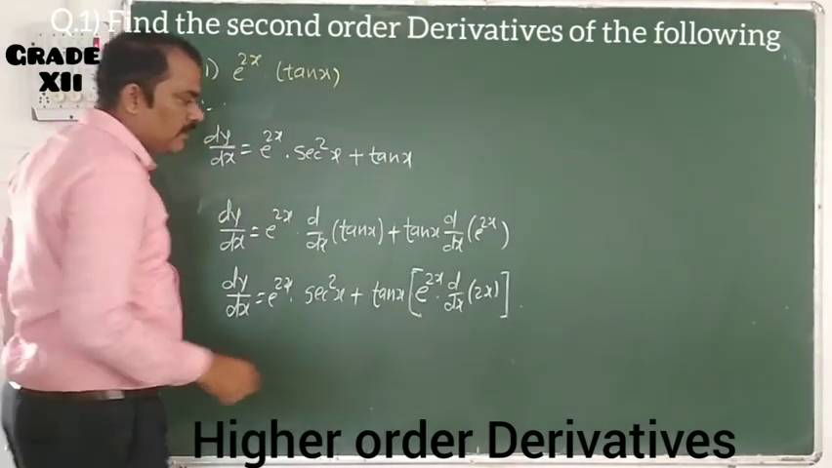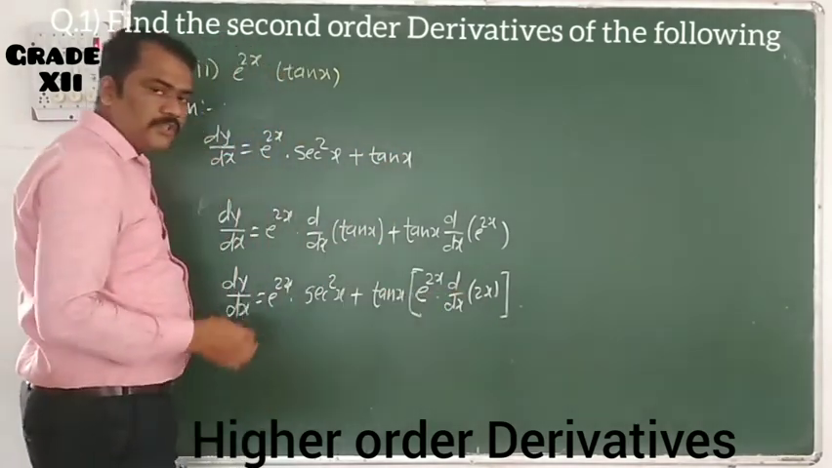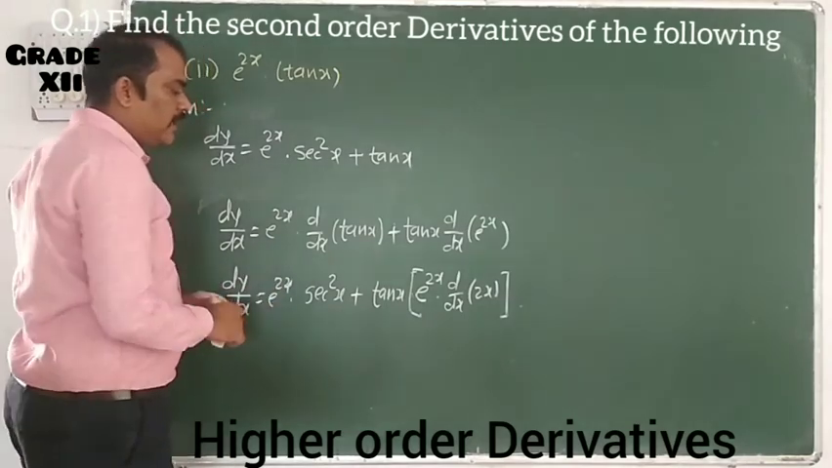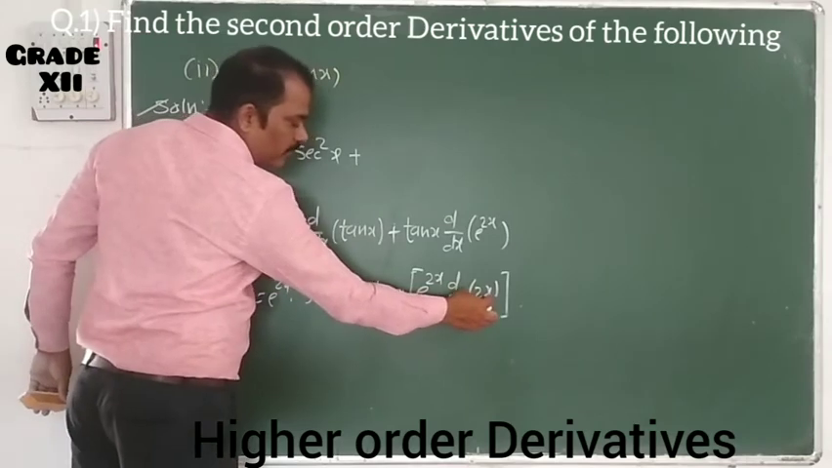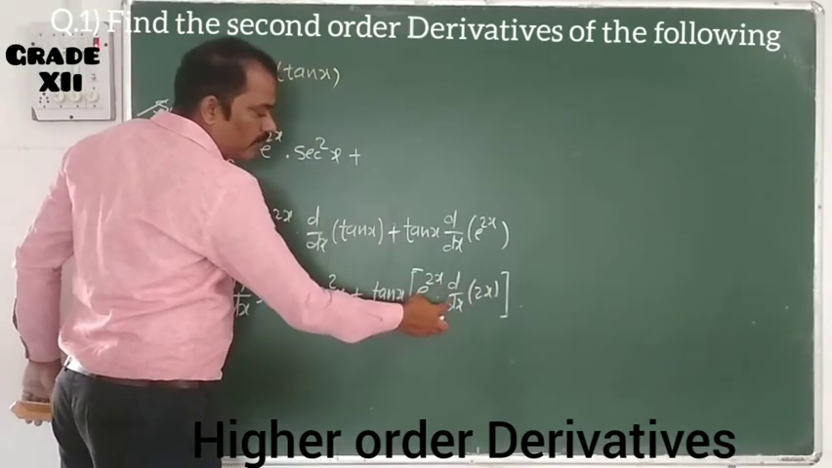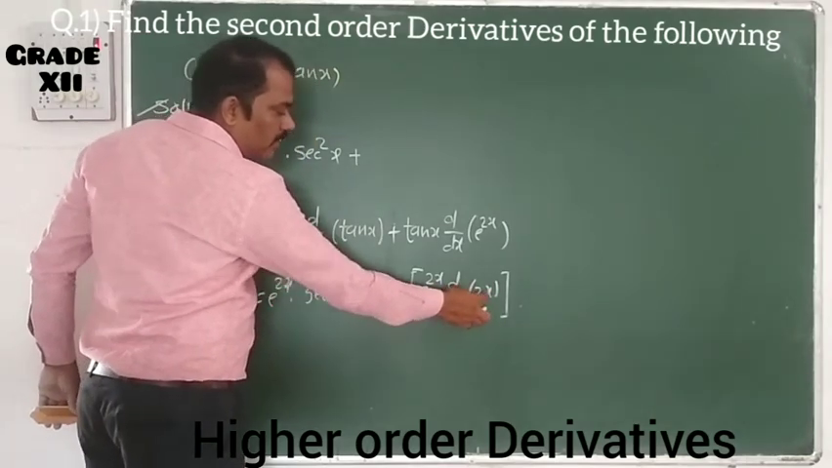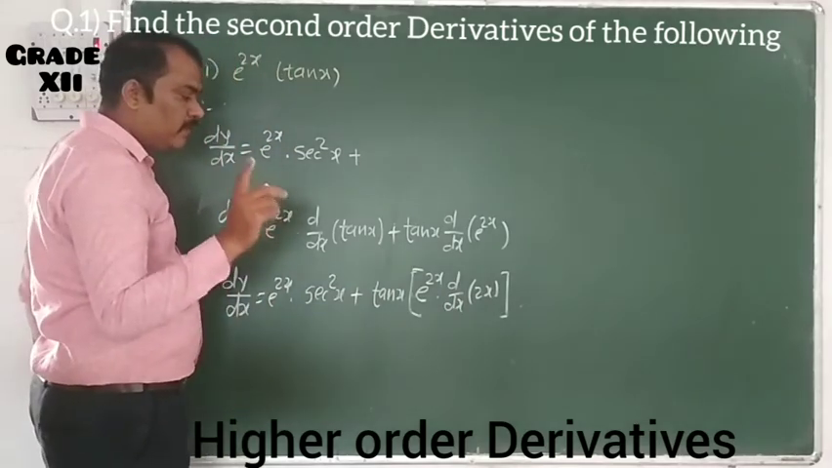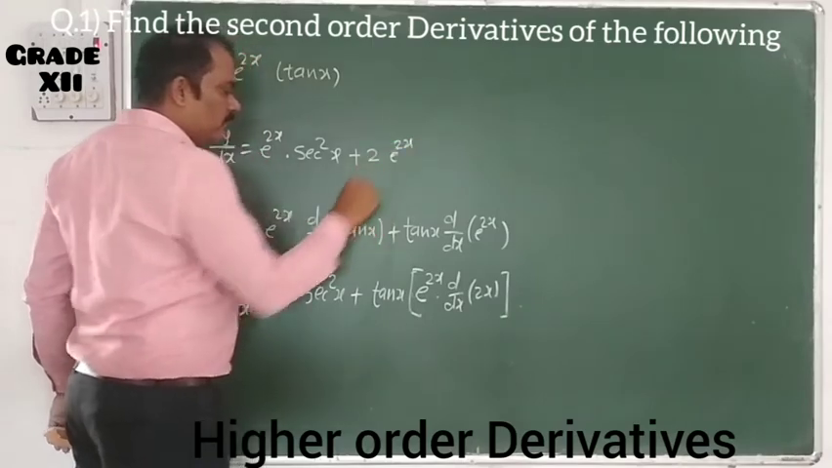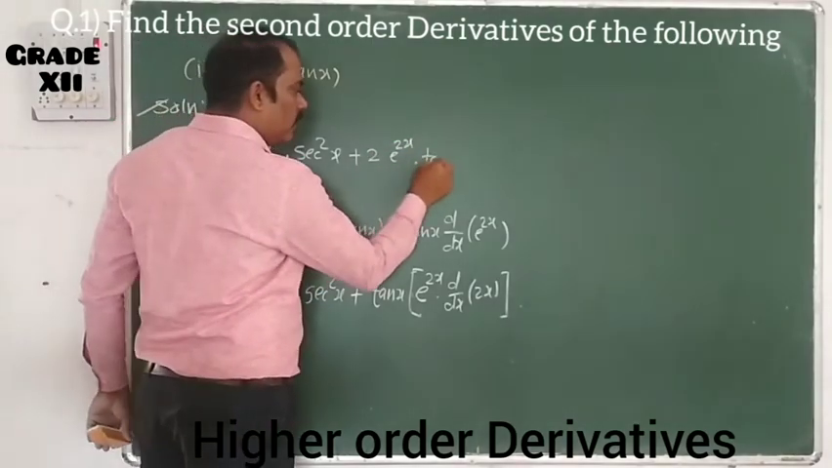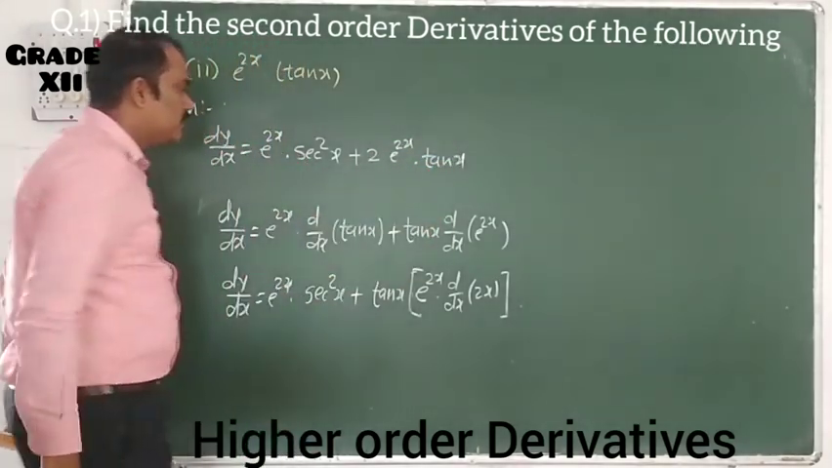tan x. What is the derivative of 2x? 2 is a constant, so we take it outside. It means its derivative is 2. Derivative of 2x is nothing but 2. We take 2 outside the derivative. Differentiation of x with respect to x is 1. 1 into 2 is nothing but 2. So we can write 2 into e raised to 2x into tan of x.